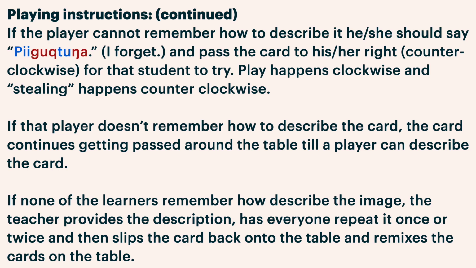If none of the learners remember how to describe the image, the teacher provides the description, has everyone repeat it once or twice, and then slips the card back onto the table and remixes the cards on the table. The next player picks up a card and the game continues in the same way. Play happens clockwise and stealing happens counterclockwise. Anytime a player is able to describe the card, they get to keep that card, and the winner is the person with the most cards at the end of the game.